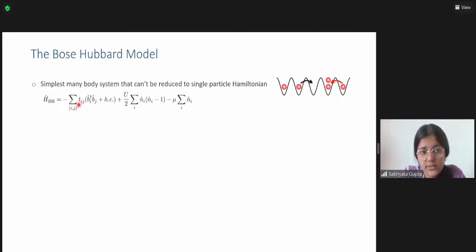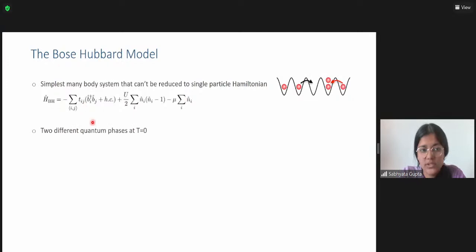This term relates to the kinetic energy, and these are the bosonic annihilation and creation operators. This is the repulsive contact interaction term. These are the bosonic number operators. This is the chemical potential, and this term is important if you want to add or remove a particle from the Bose-Hubbard model.